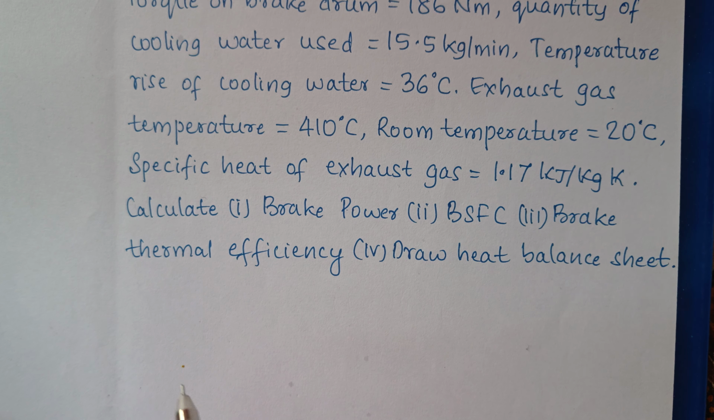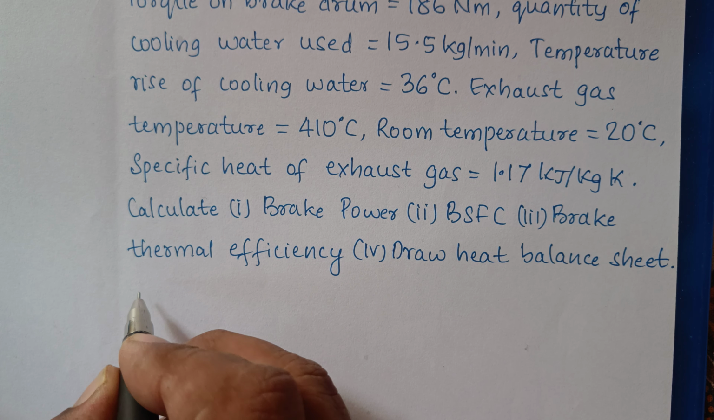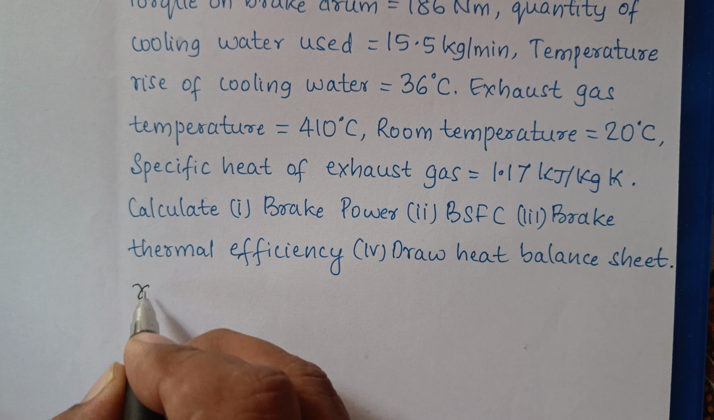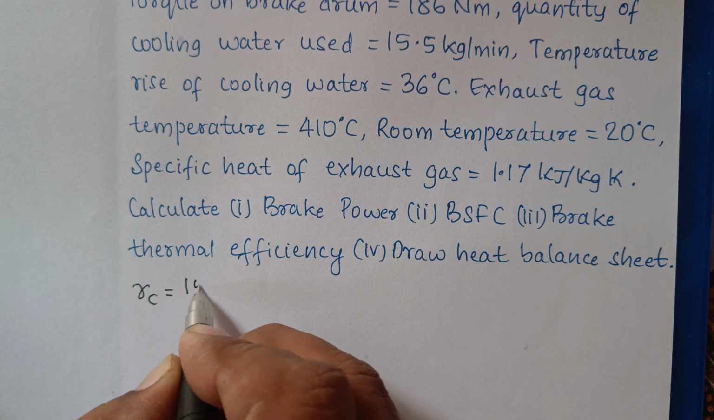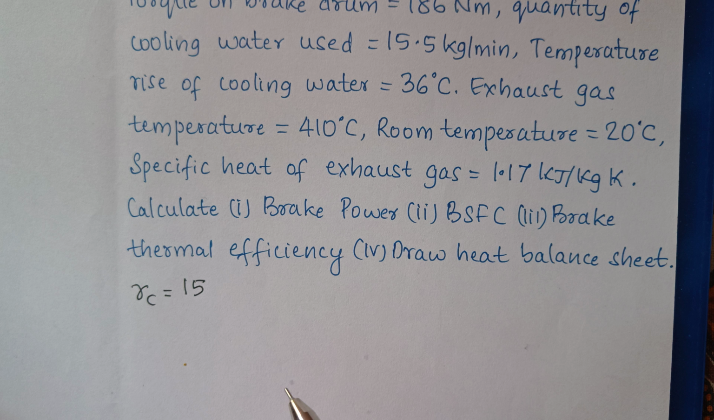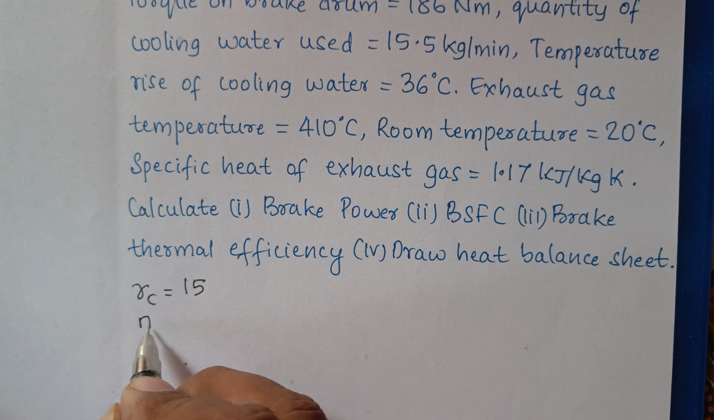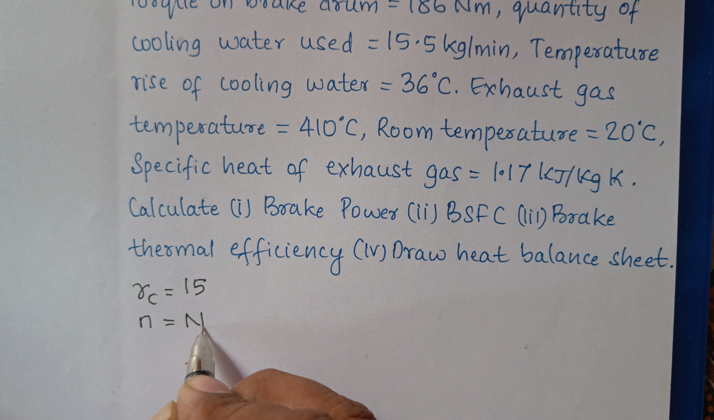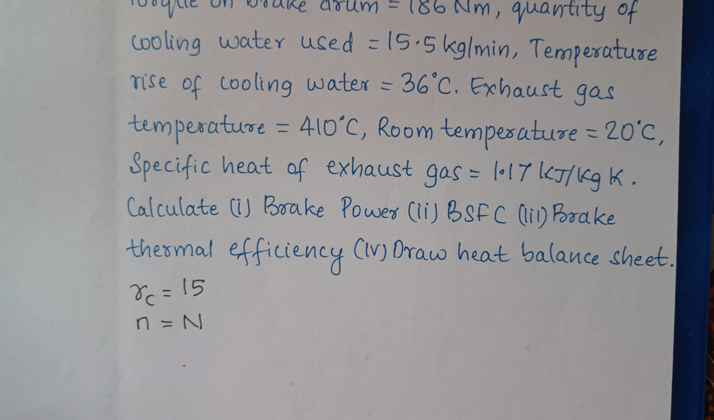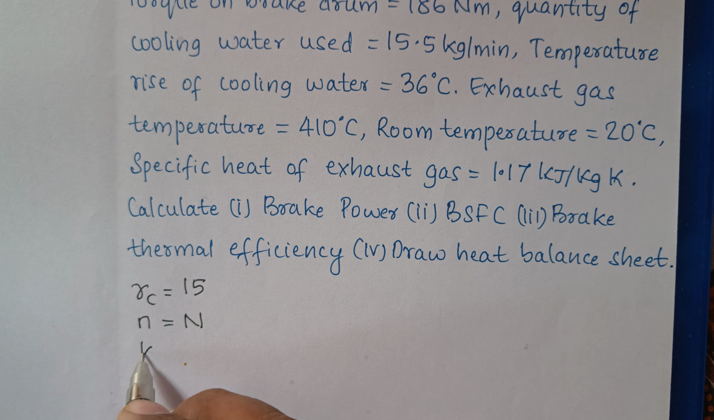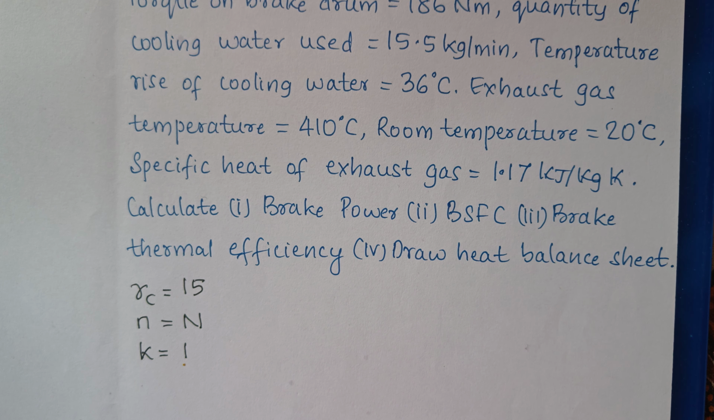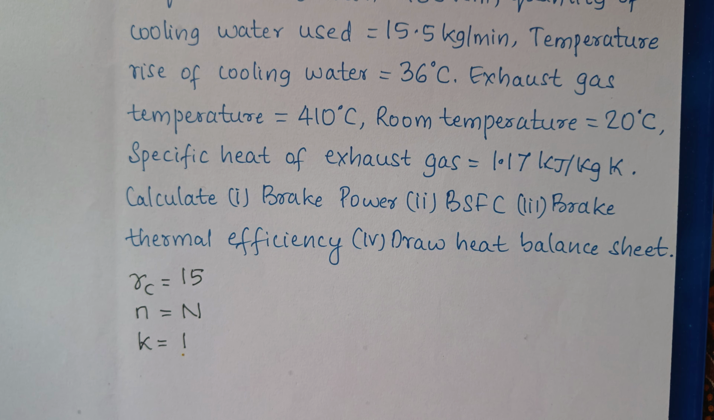So in the problem first he has given us the value of compression ratio RC. RC equal to 15. It is a two-stroke engine. So small n is equal to capital N for a two-stroke engine. Next, then he says it's a single cylinder engine. K is equal to 1. Number of cylinders are 1.